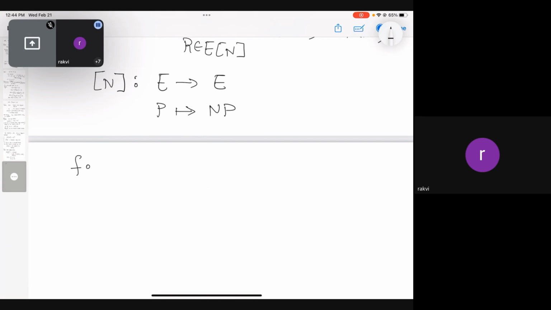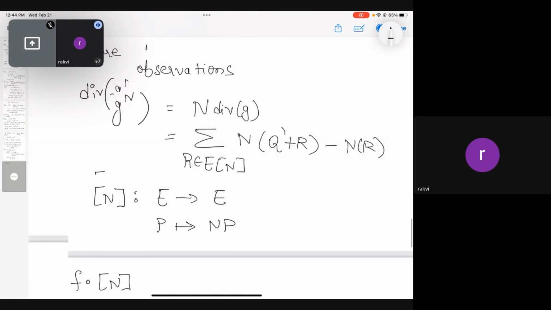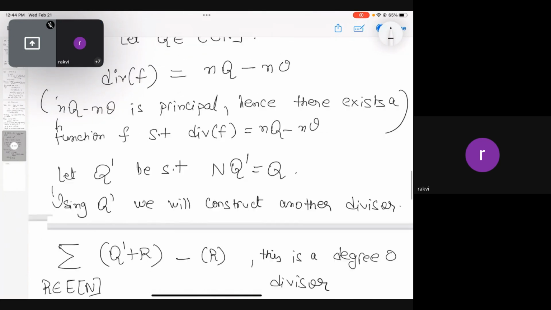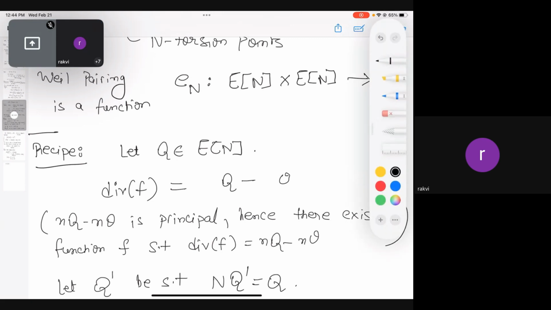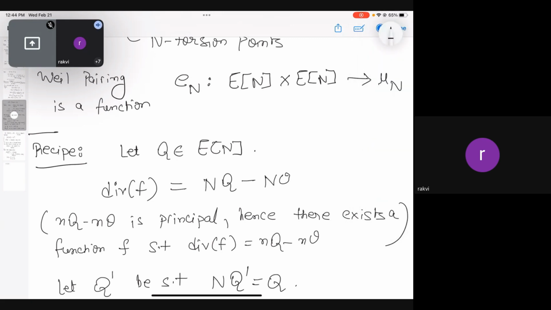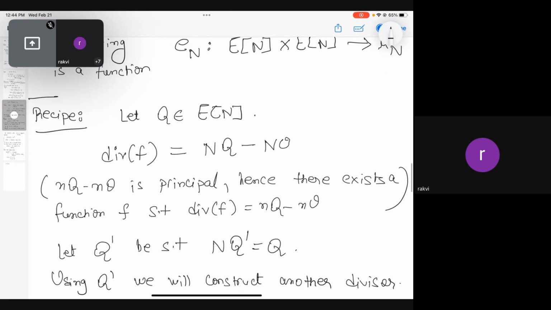Suppose I compose this with f, and remember f was the function that we defined in the beginning. So I started with the torsion point, and f is this divisor such that this. Oh, by the way, this small n is capital N. Sorry. There is only one n throughout. This should also be capital.